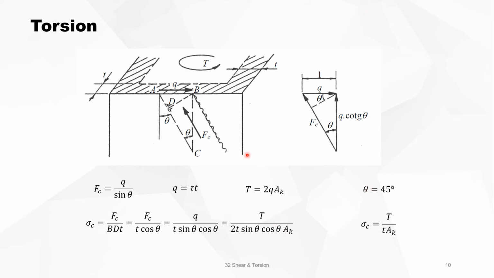For theta equal to 45 degrees, we see that the concrete compression stress equals the torsional moment divided by t Ak, which sounds acceptable, which sounds what we expect.